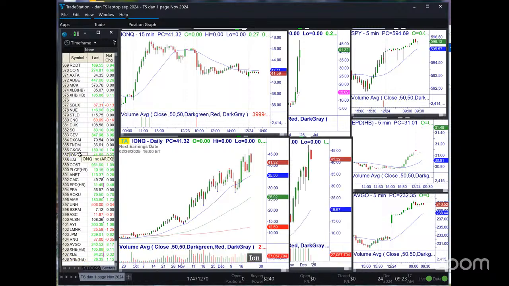IONQ. This is the one we did a put spread on. Yeah, this one. Let me set an alarm at 4380 because it's a possible directional.